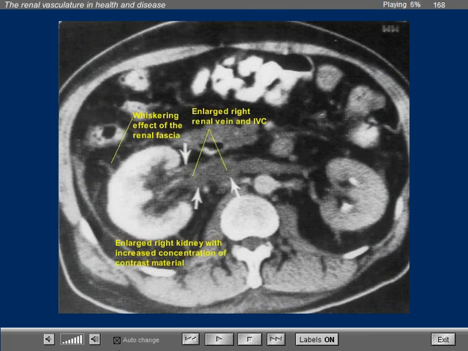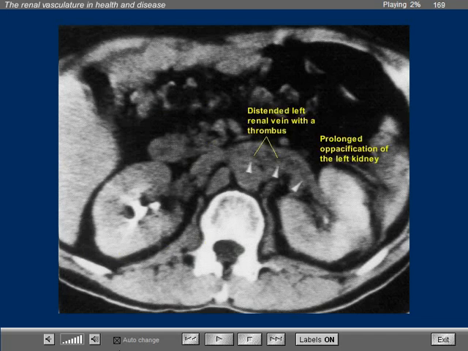In this CT examination, one can see the enlarged right kidney with increased concentration of the contrast material, and note that there is enlargement of the right renal vein and of the inferior vena cava. A typical whiskering effect of the renal fascia is observed. In this left kidney, note a prolonged opacification, and that the left renal vein appears distended, and there is a large thrombus within it.